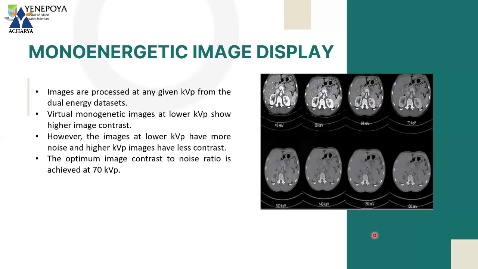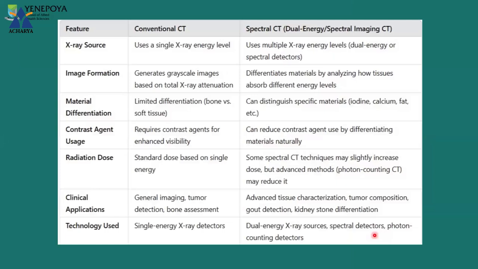So this is all about spectral imaging, the types of acquisitions or techniques where dual energy scanners are used, how the data is processed, and how the images are displayed. Okay, so this is all about that.